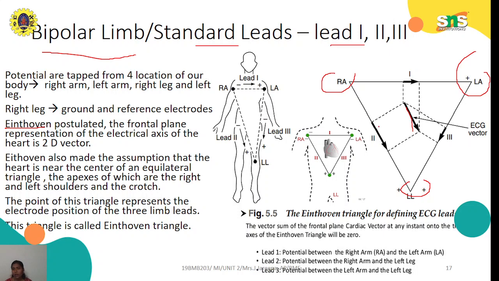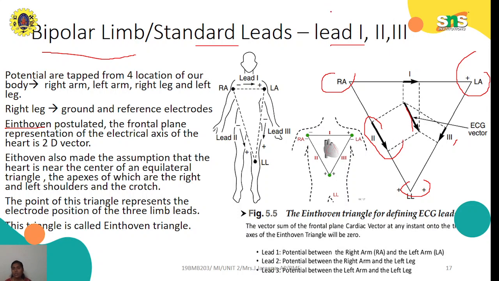and this is going to be the frontal plane for lead 2 type, and this is going to be the frontal plane of lead 1 type, and this one is going to be the frontal plane of lead 3 type. So this frontal plane is going to be the representation of the electrical axis of the heart, that is only the 2D vector. Okay, so this is again the second theory proposed by the scientist Einthoven.